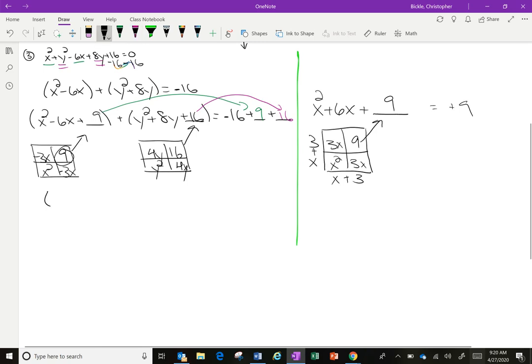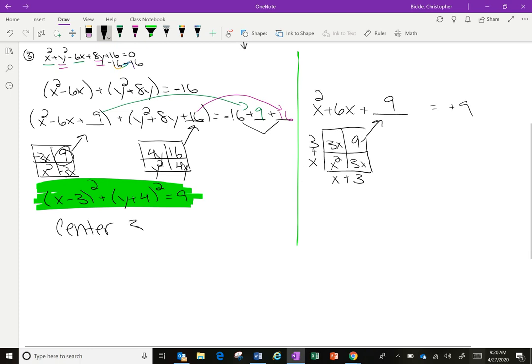So when we rewrite this left-hand side, I've got x minus 3 squared plus y plus 4 squared. Negative 16 plus 16 makes 0. 0 plus 9 equals 9. So we took this equation, x squared plus y squared minus 6x plus 8y plus 16 equals 0, and rewrote it in the form x minus h squared plus y minus k squared equals r squared. From there, I know the equation of the circle. I know the center of this circle is at 3, negative 4. I know the radius is the square root of 9, which is 3.